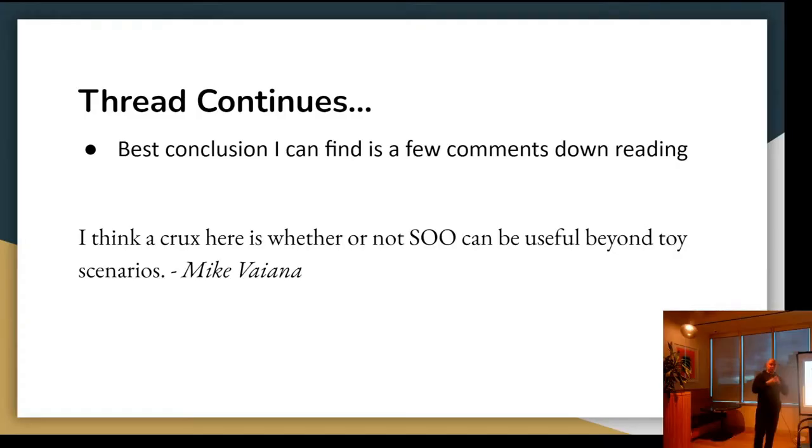Whereas a lot of alignment approaches have the property of either they don't scale up that far at all, or there's a line where if a model becomes smarter than us, suddenly we can't have any purchase on them using these techniques. So it might be useful to figure out whether this can move beyond toy scenarios.